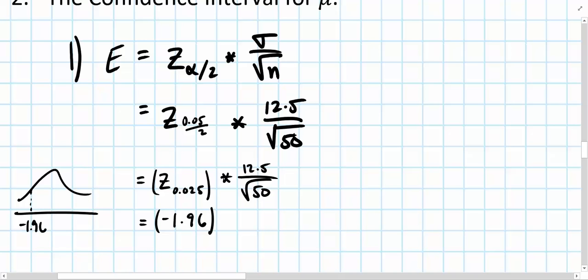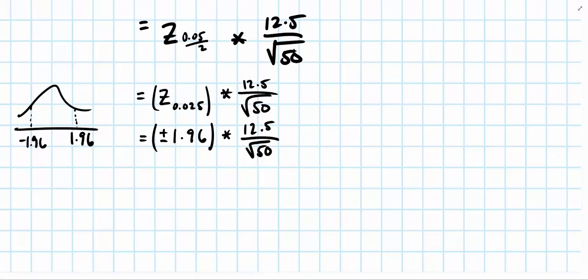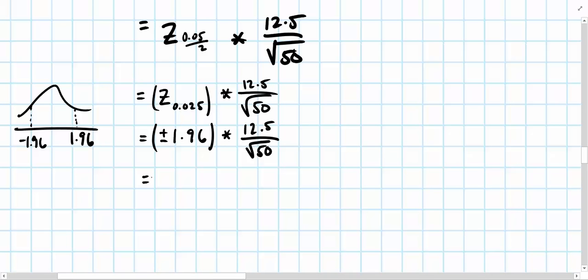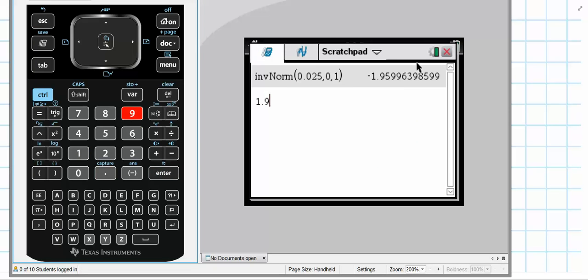This is negative 1.96. We also have an equivalent number on the right side, 1.96. And that's why with our confidence interval, we'll use the plus or minus sign. And if you want to use that in your margin of error calculation, that's perfectly fine too. This needs to be multiplied by 12.5 divided by the square root of 50. And now we have an expression that we can go to our calculator with. Now our calculator doesn't have a plus or minus button, so I'll just use the positive calculation of this: 1.96 times a fraction of 12.5 divided by the square root of 50.